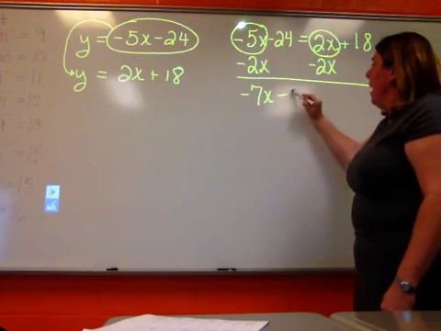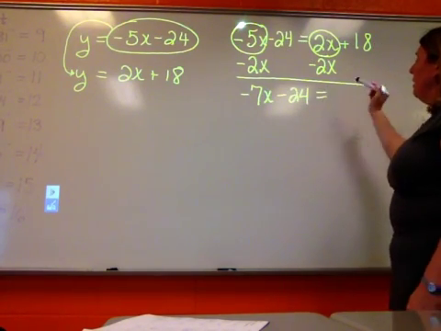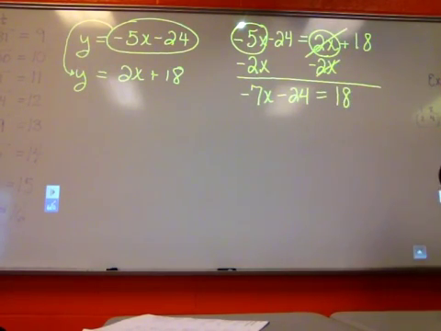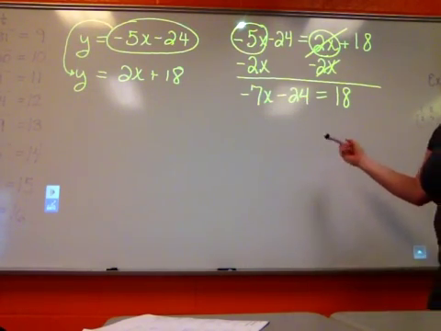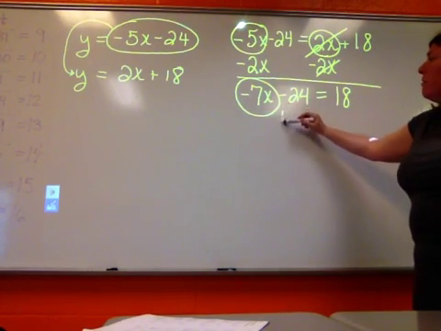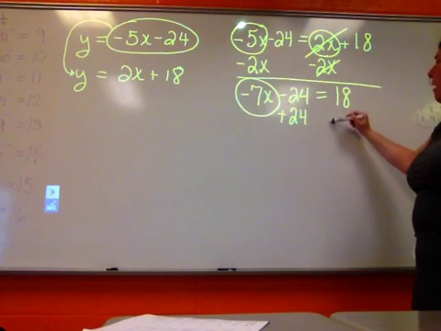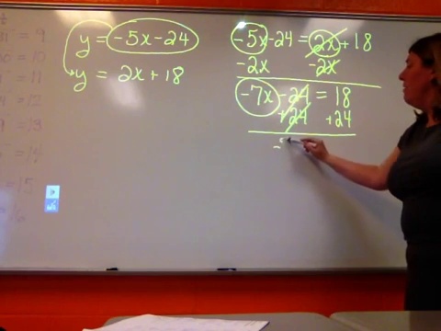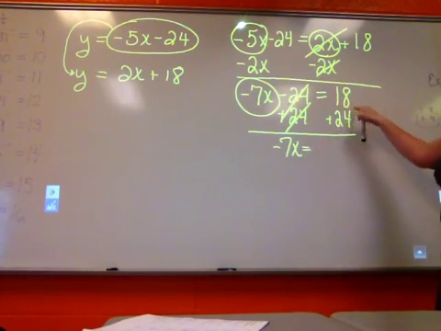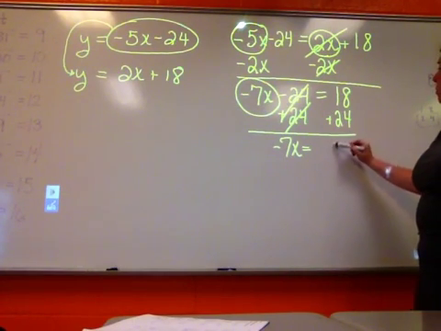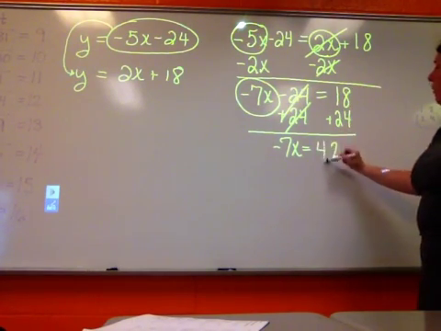Then I'm going to bring down my minus 24, and that's going to be equal to 18. So now as I work this, I've got a simple two-step equation. Here's my x. I've got to move my negative 24. So to do that, I'm going to add 24 to both sides. Those are going to cancel, and I get negative 7x is now equal to 18 plus 24, which is 42.